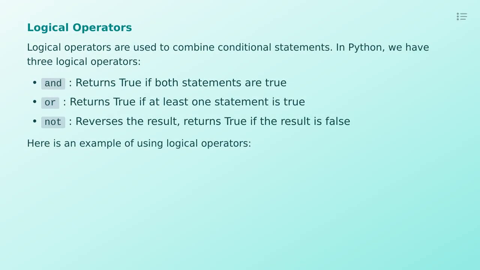Logical operators are used to combine conditional statements. In Python, we have three logical operators. First, and, returns true if both statements are true. Also, or, returns true if at least one statement is true. Finally, not, reverses the result. Returns true if the result is false.